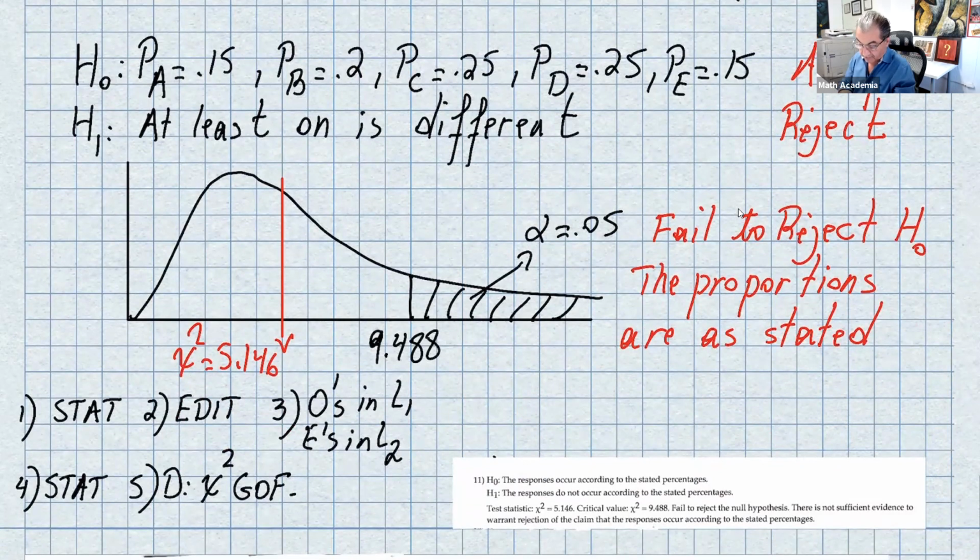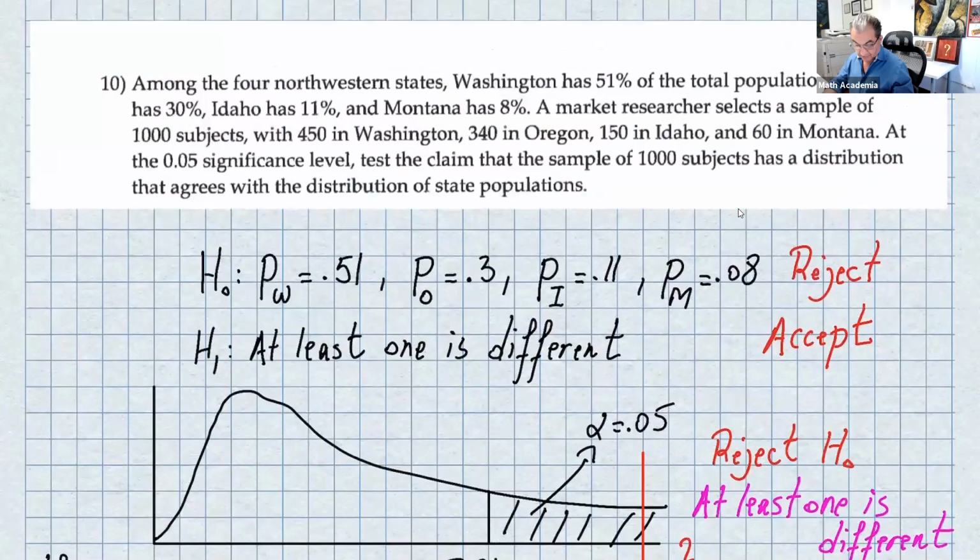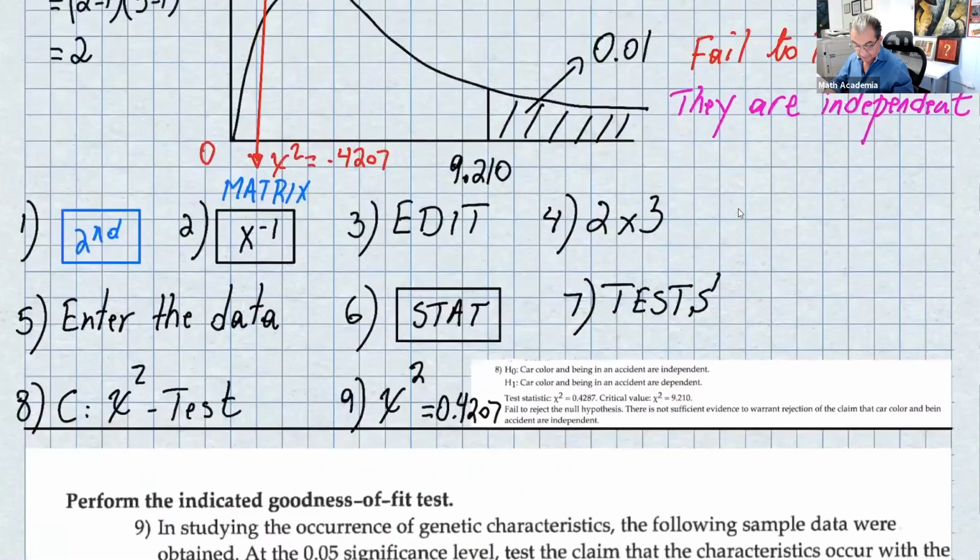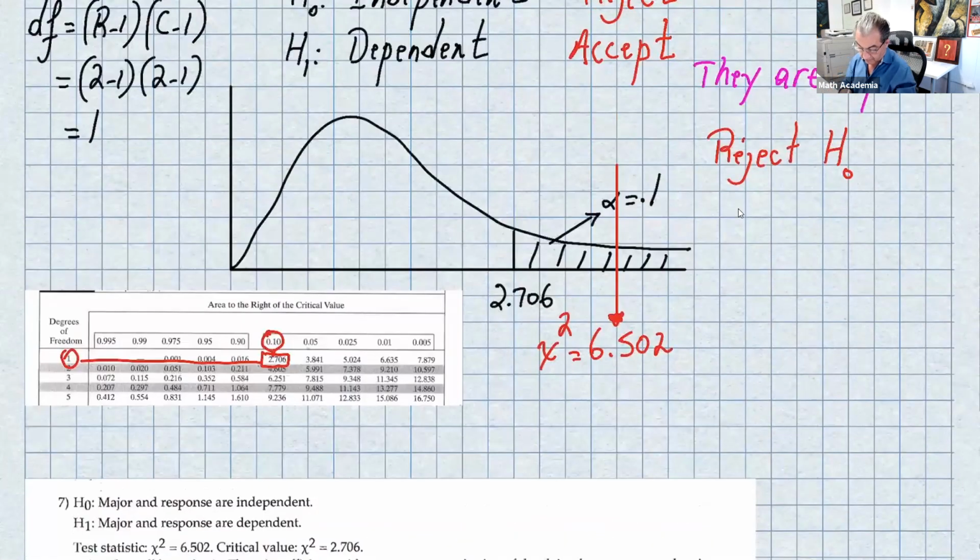So alpha is 0.05 and degrees of freedom: here we have 1, 2, 3, 4, 5, so 5 minus 1, which is going to be 4. So if you go to the table, 0.05 with degrees of freedom 4, let's go check. Here's the table, 0.05 degrees of freedom 4. It's right here, 9.488.